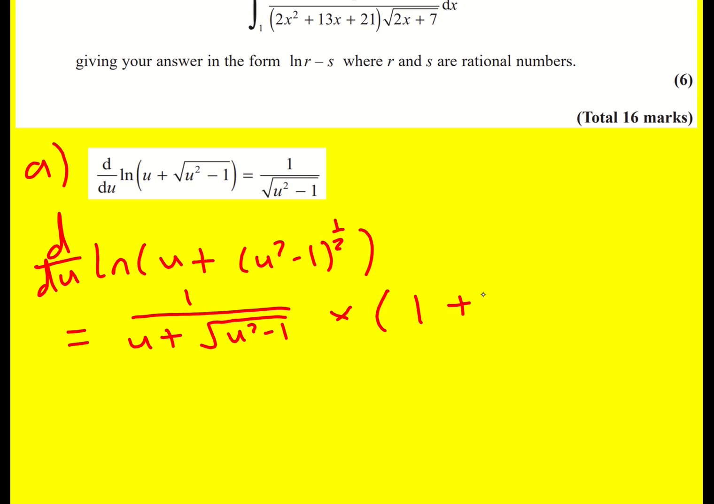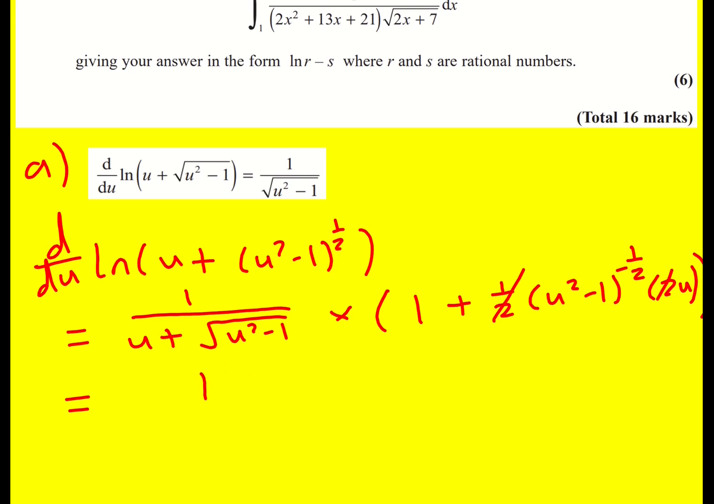So it's going to be 1 plus a half u squared minus 1 to the minus a half. Bring the half down, lower the power. But the inside again is a function of u, so we have to use a chain rule on this to give 2u. Note that the half and the 2 are going to cancel. Going to write this as a single fraction. This is where we're headed.